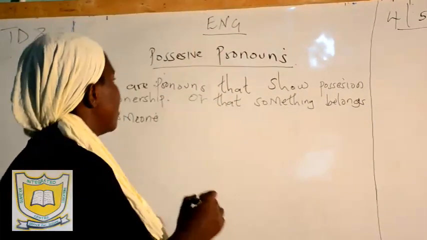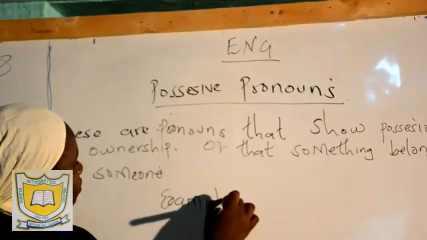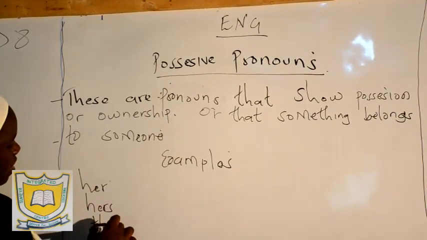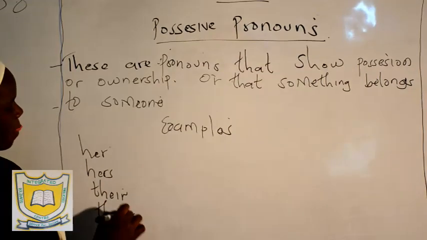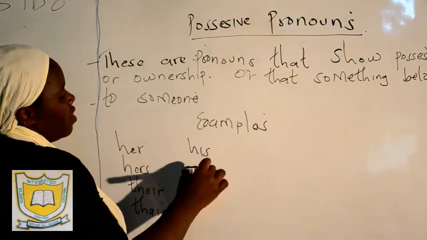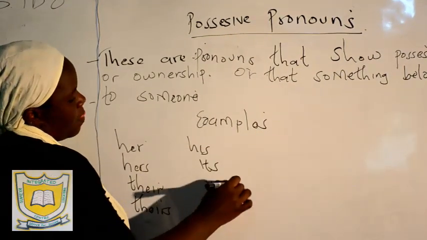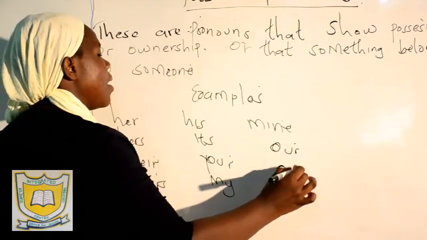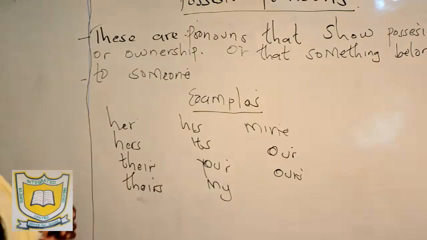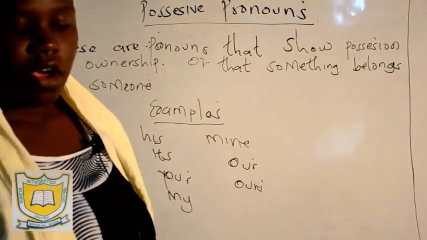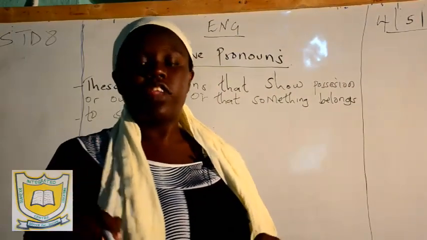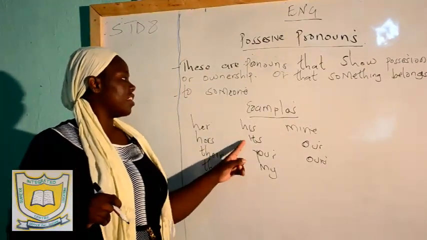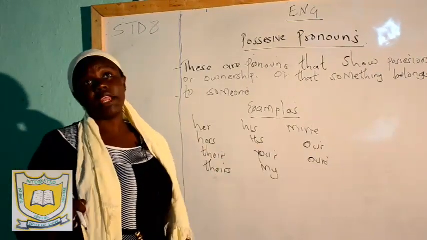We can have examples of possessive pronouns: her, hers, their, theirs, his, its, your, my, mine, our, and ours. These are examples of possessive pronouns. They show possession or ownership, or that something belongs to someone.